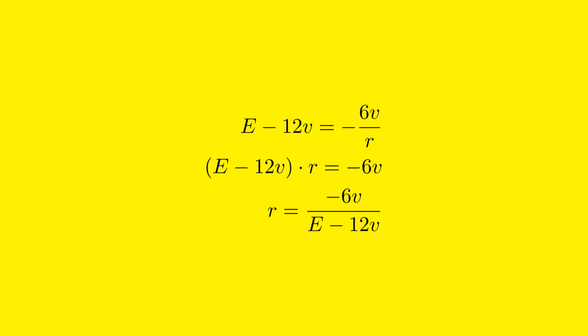Now, to clear the fraction, we multiply both sides of the equation by r. This results in r times E minus 12v equals minus 6v. Finally, we isolate r by dividing both sides by E minus 12v. This gives us r equals minus 6v divided by E minus 12v. This step reveals the expression for r in its simplest fraction form, effectively solving the equation.